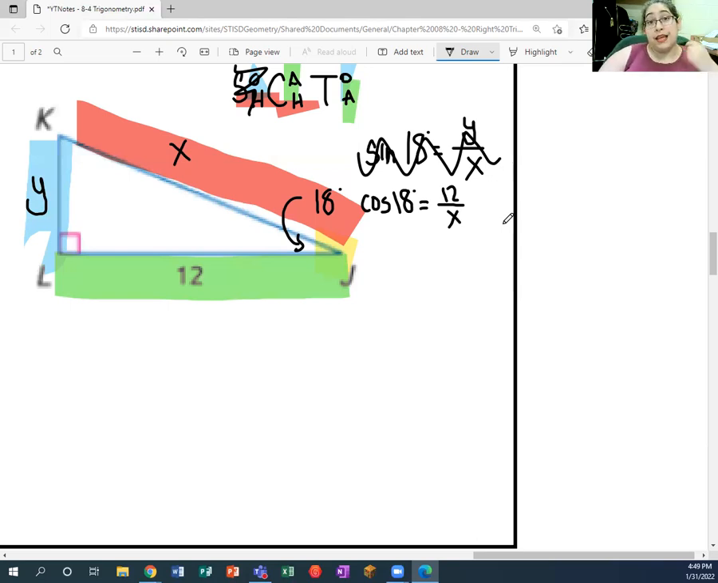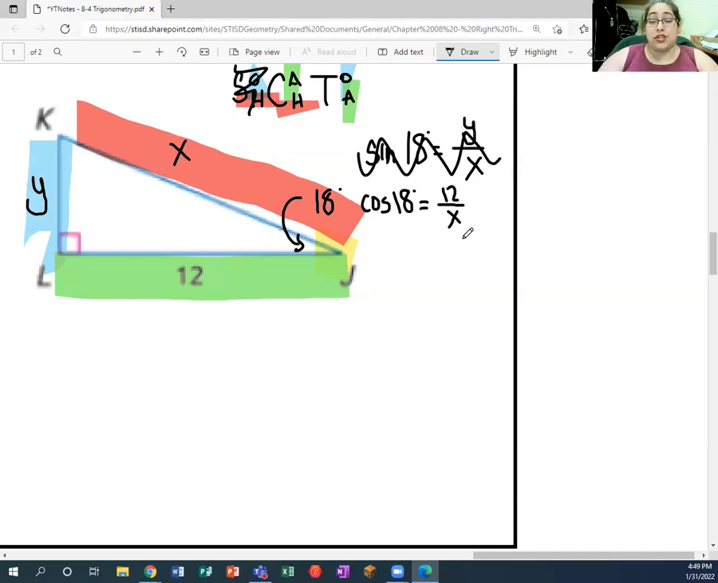Now notice that the letters C, O, and S are not variables by themselves. They are the word cosine. And it's a function, it's a box that the 18 is being shoved into that then creates this fraction out at the end. And I can use this to help me solve for this value of x.